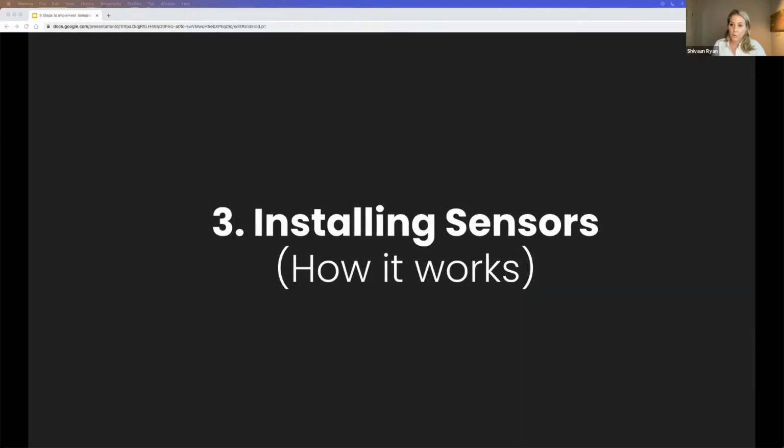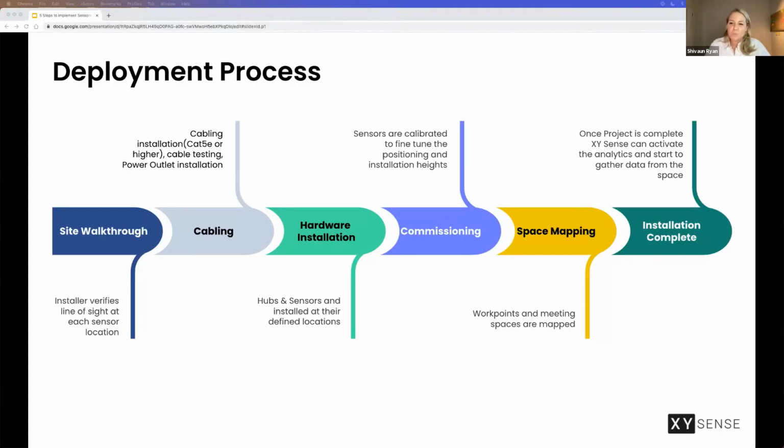So then we get to installing the sensors. This is the fun part. We like to break the deployment into 5 simple stages. There's obviously a lot more to consider apart from just the sensor being installed. There's also the hubs, which act as a connectivity source, and there's also some cabling that is required for an XY Sense installation in particular.